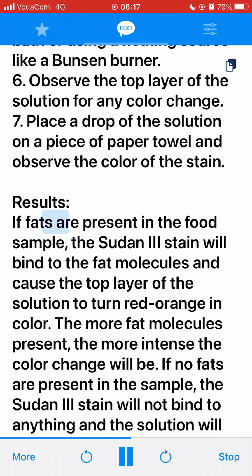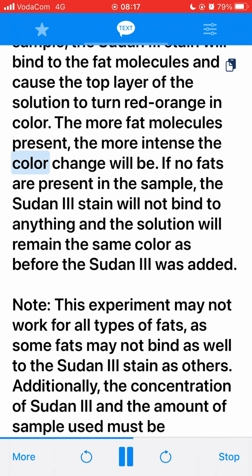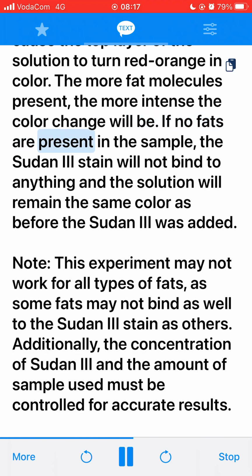Results: If fats are present in the food sample, the Sudan III stain will bind to the fat molecules and cause the top layer of the solution to turn red-orange in color. The more fat molecules present, the more intense the color change will be. If no fats are present in the sample, the Sudan III stain will not bind to anything and the solution will remain the same color as before the Sudan III was added.